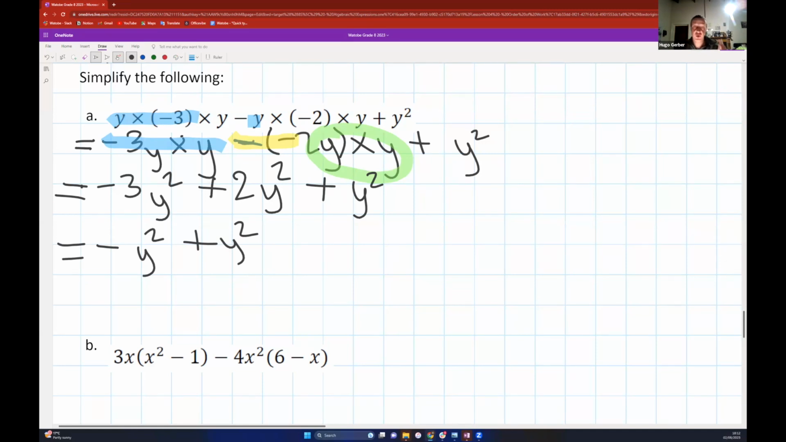Remember, if your coefficient is 1, it doesn't have to be shown, guys. If you come across an unknown value and the coefficient is not shown, then it's always presumed to be 1. We have a negative y squared plus y squared. That gives us 0 as the answer to our first question.